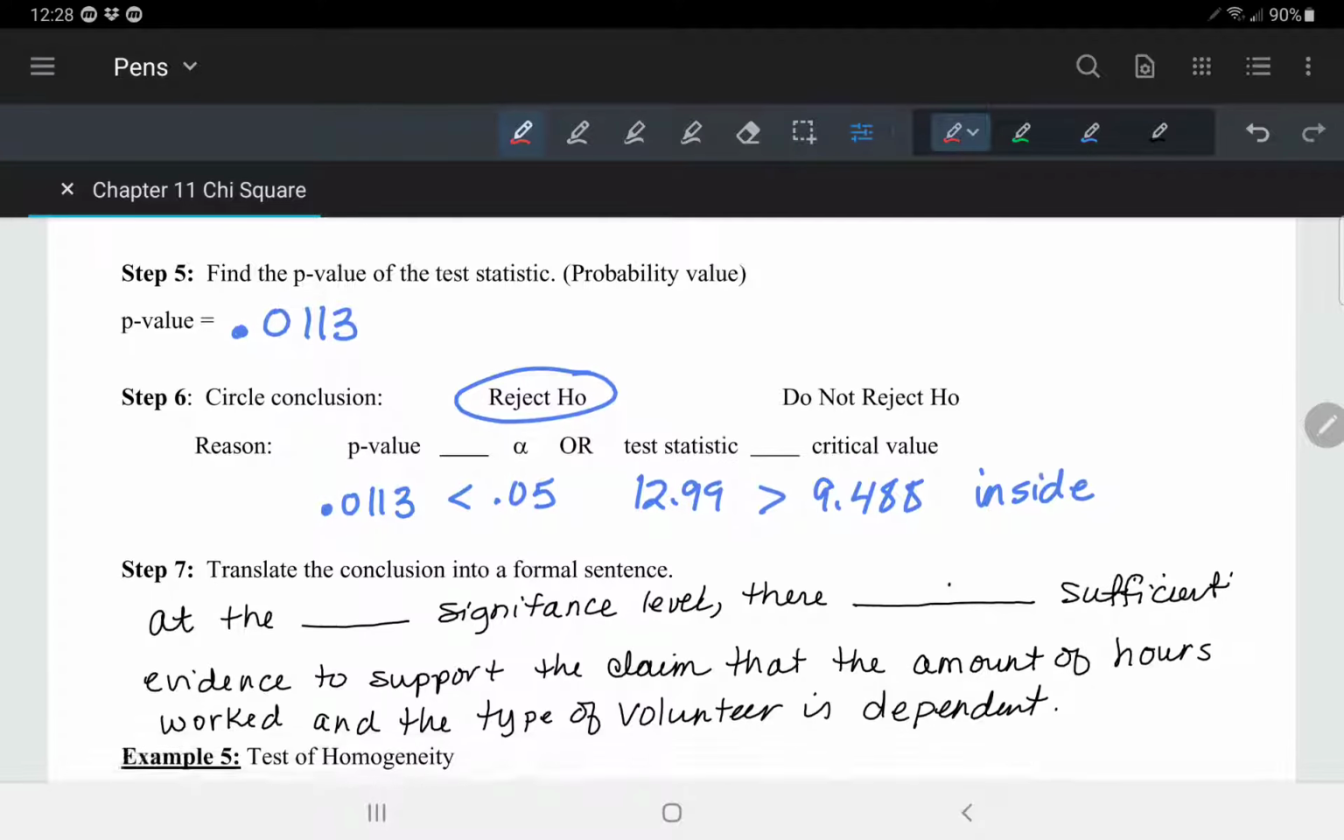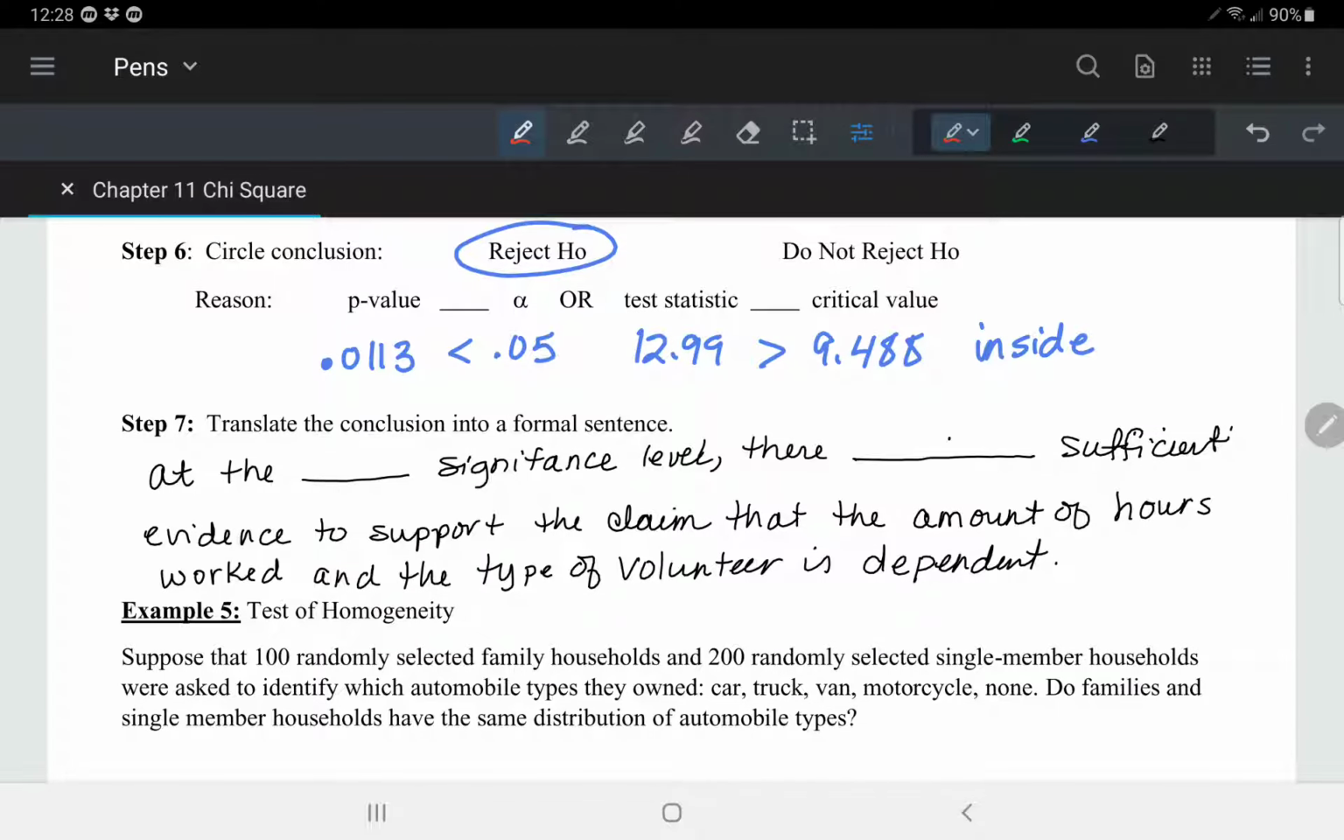And after that, we can summarize our results, and we can say at the 5% significance level, there is sufficient evidence to support the claim that the amount of hours worked and the type of volunteer are dependent.